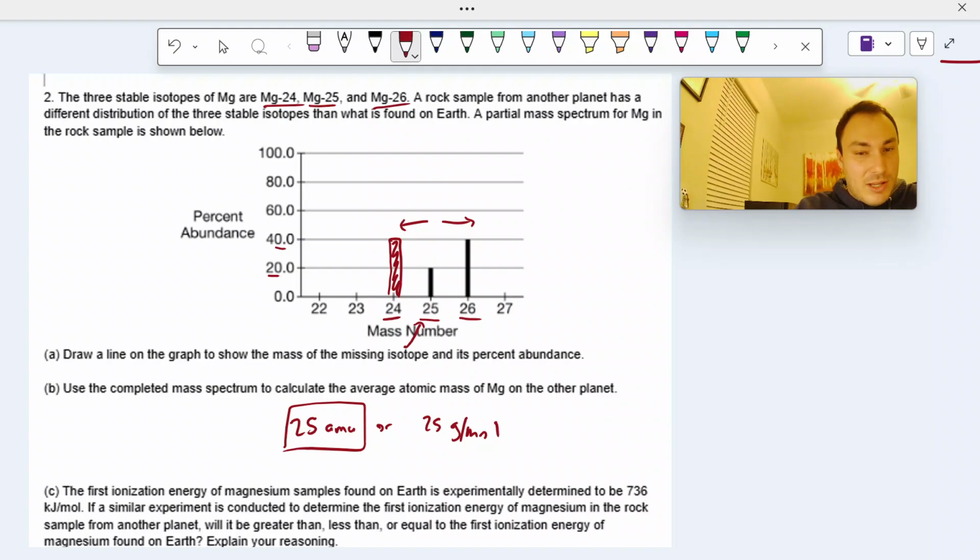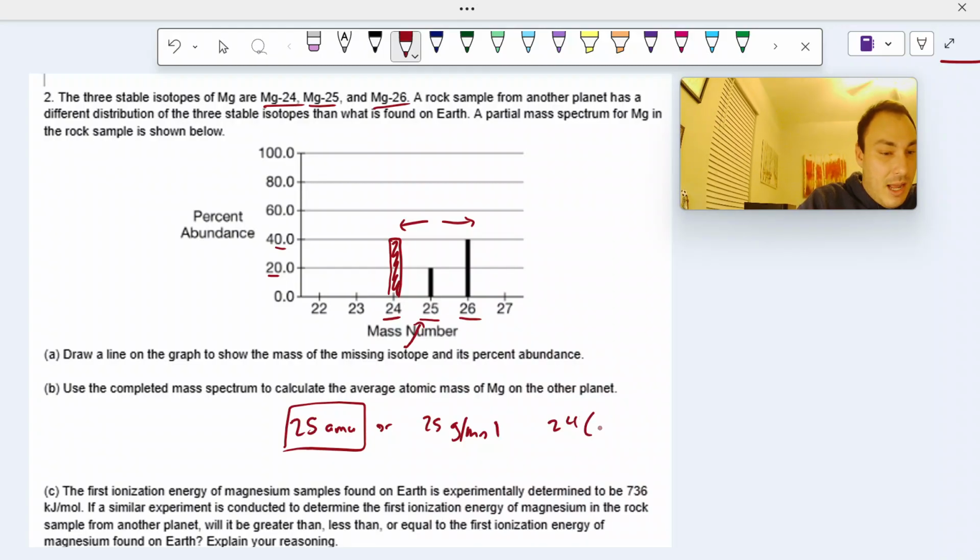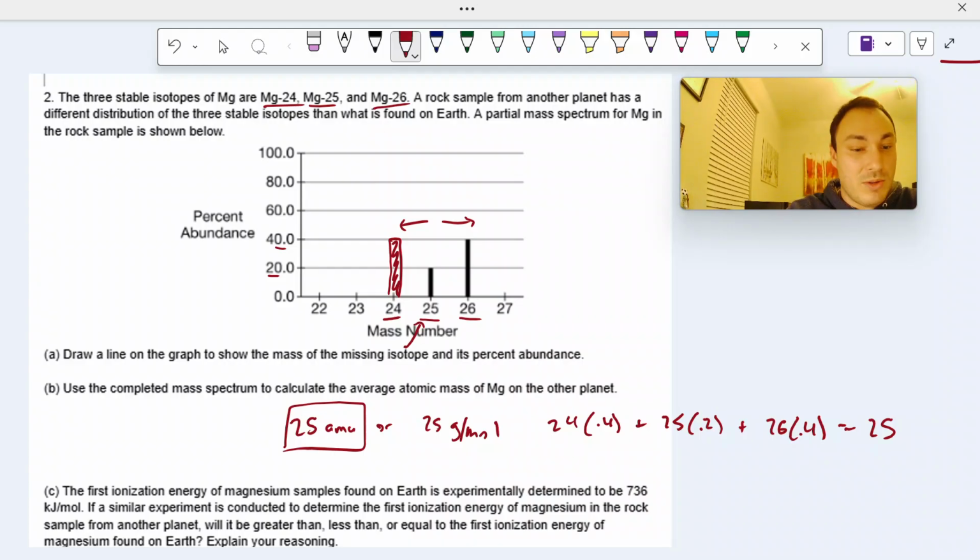On an actual test, if I had time, I would go back and actually do the calculation. It would be 24 times 0.4 plus 25 times 0.2 plus 26 times 0.4, and that would come out to 25. So you can do the calculation as well.